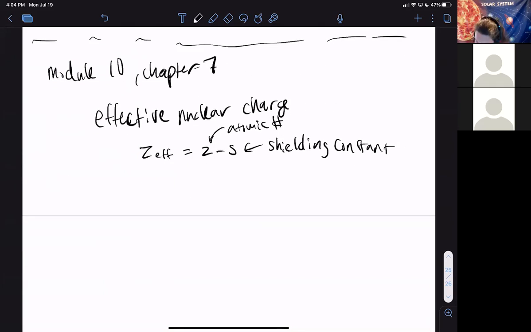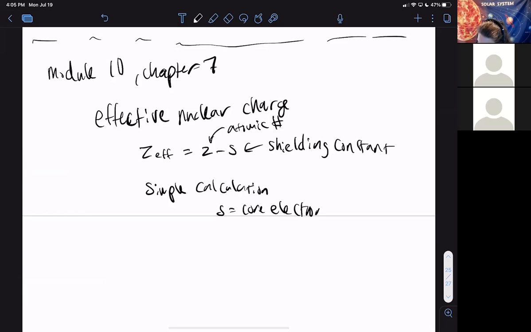If we are looking at a simple calculation of this, our S will be equivalent to the number of core electrons. As a note, you should know the difference between core and valence electrons. You should also know that when you're actively filling that d subshell, those are valence electrons. But if you're not filling that d subshell, they go back to being core electrons.